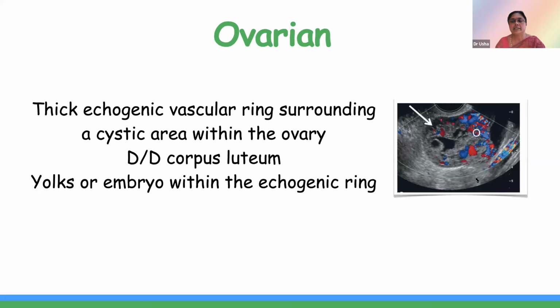The next, least common variety is the ovarian pregnancy. It is very difficult to differentiate because within the ovary, you have to see a sac. In case you are able to see a yolk sac or an embryo within the echogenic ring, it is easier to identify that it is an ovarian pregnancy. Otherwise, a corpus luteum also can mimic, even the vascularity of the corpus luteum will mimic that of an ectopic pregnancy. So we may get confused between an ovarian pregnancy and a corpus luteum.